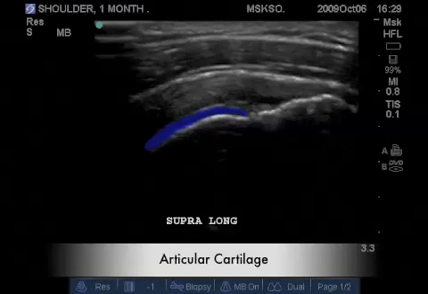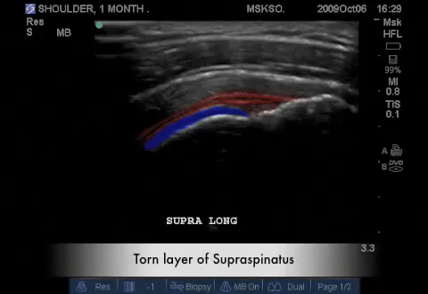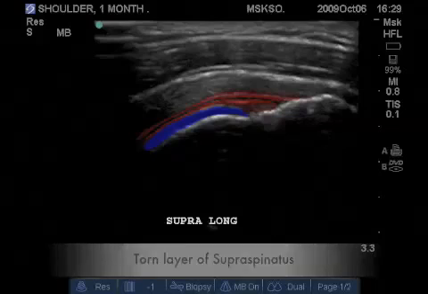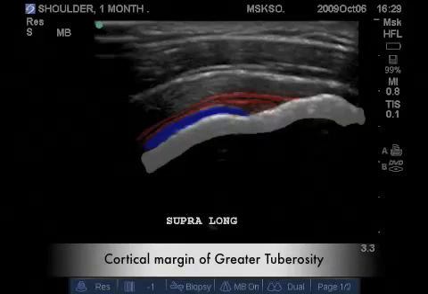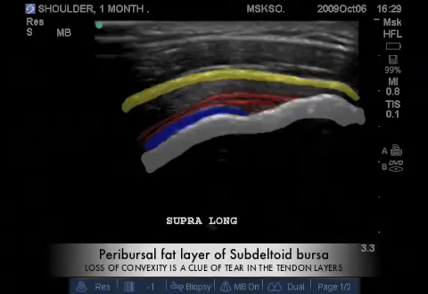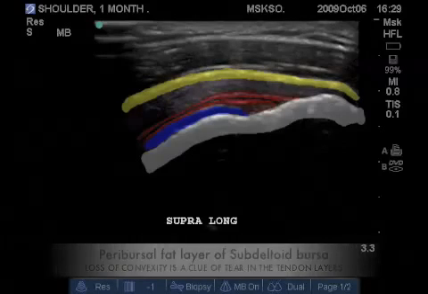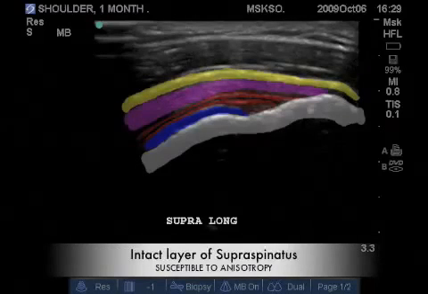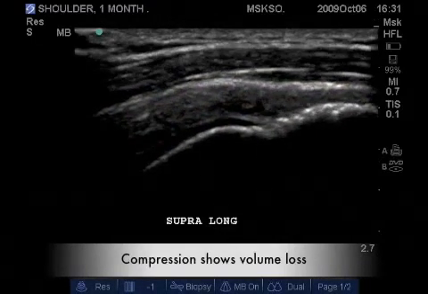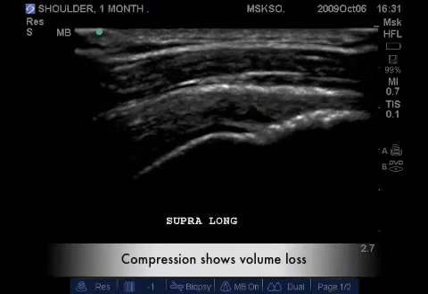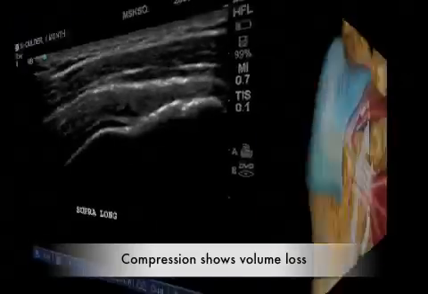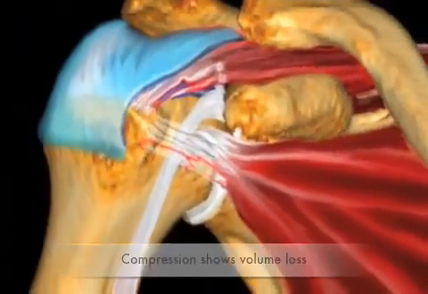The blue represents the articular cartilage, the red represents the torn layer of the supraspinatus tendon, the white is the cortex of the humeral head and greater tuberosity, the yellow represents the peribursal fat layer, and the purple represents the seemingly intact layer of the supraspinatus tendon. It is the compression of the probe that reveals a full thickness communication from the articular surface to the bursal surface of the supraspinatus tendon.